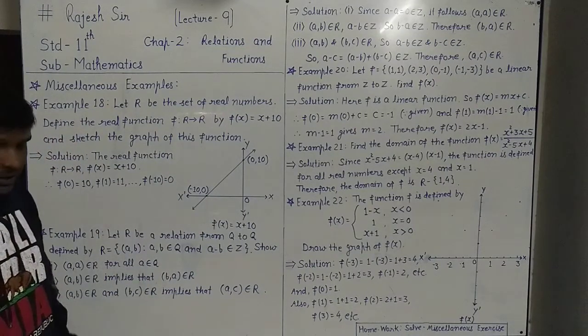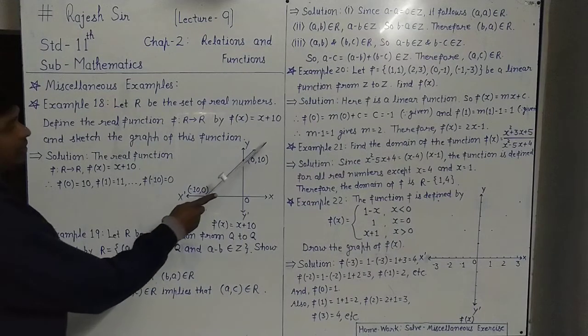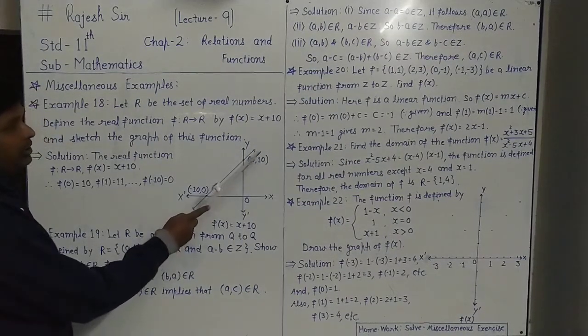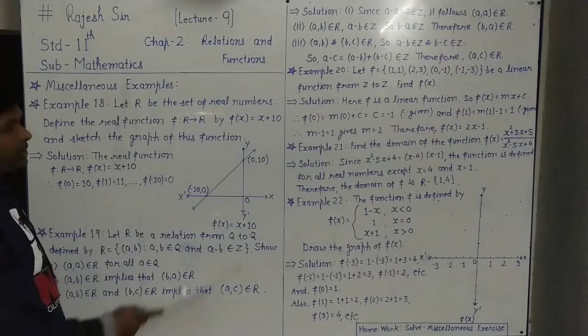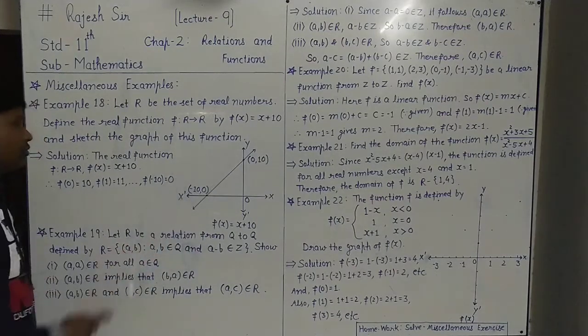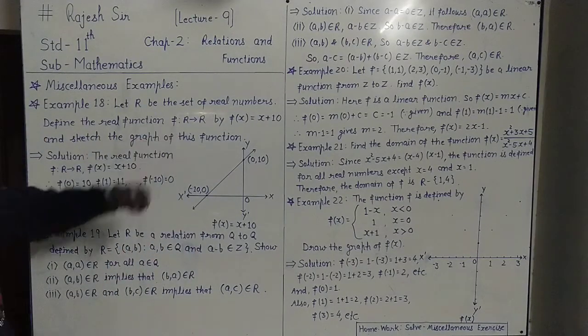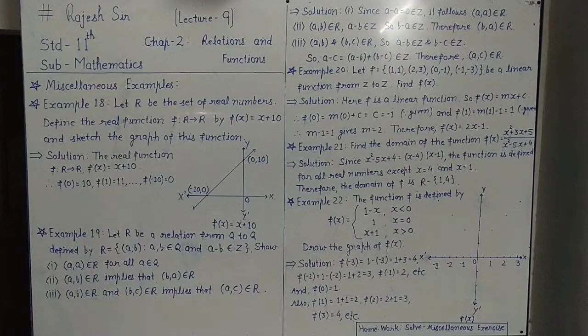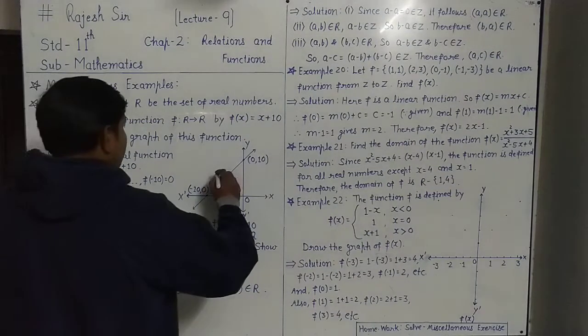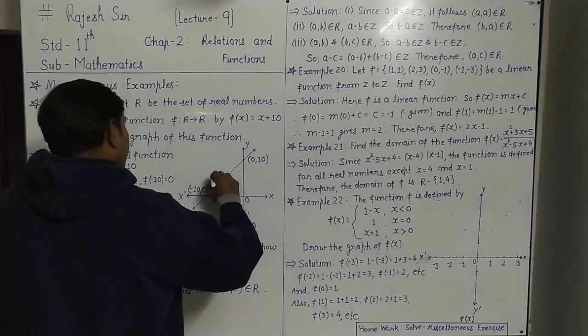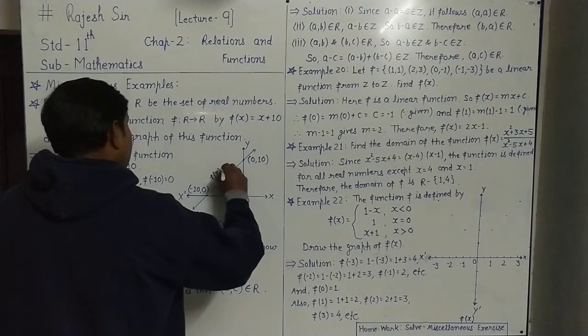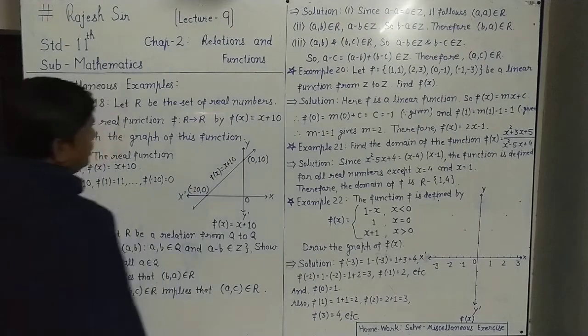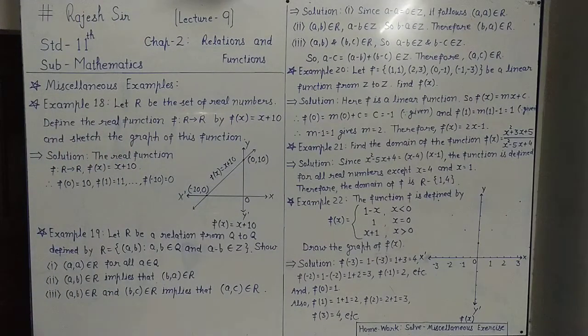So the whole graph will lie on the line passing through these points only. So this line passing through (0, 10) and (-10, 0) is the graph of this given function f(x) = x + 10. So we can write here, this line is f(x) = x + 10, the real function. Very easy. Example 19 now.